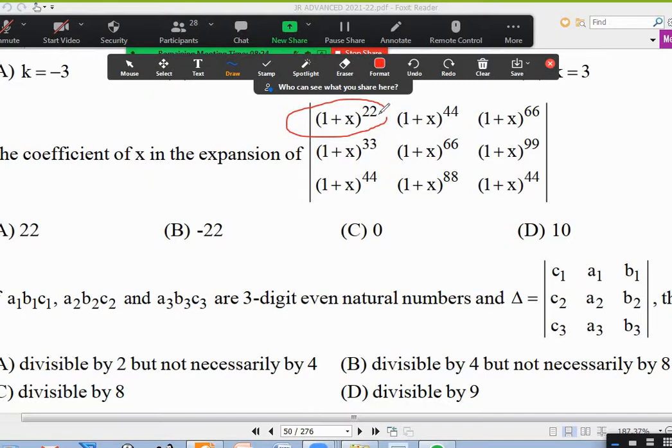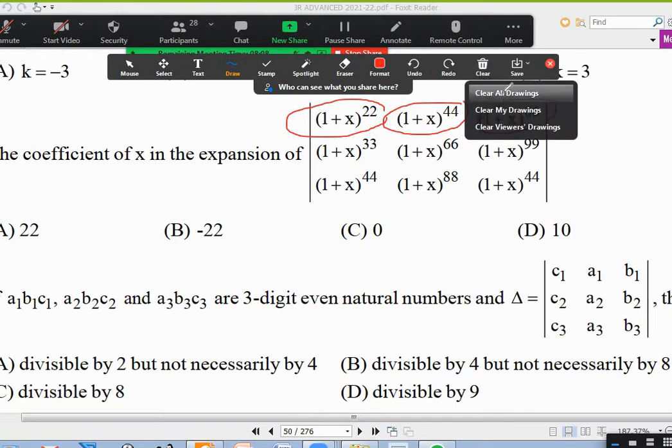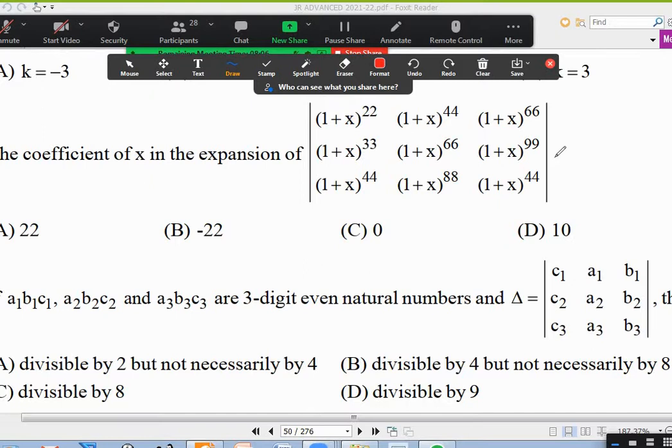Can we take 1 plus x whole power 22 as common in the first row? Then 1 plus x whole square will be left here, and 1 plus x whole power 22 will be left here, and 1 plus x whole power 44 will be left. We can write it as 1 plus x whole power 22 whole square. Yes, that's true.